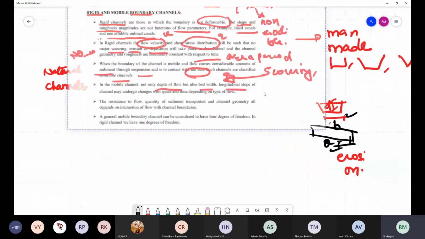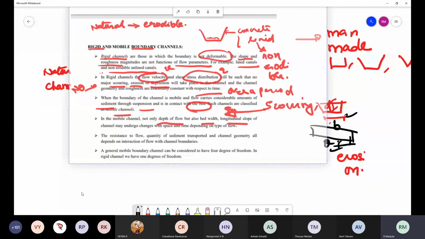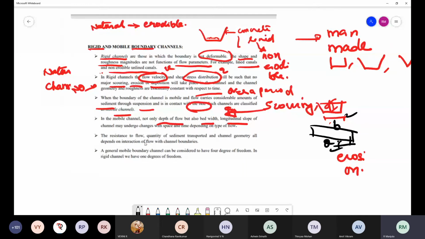And if you see, the resistance to flow and the quantity of sediments which is transported in the channel all depend upon the interaction of this flow with the channel boundary. Suppose this is your channel, so all the other flow parameters as well as the sediment transport mechanisms, whatever the interaction, that determines the channel boundary.